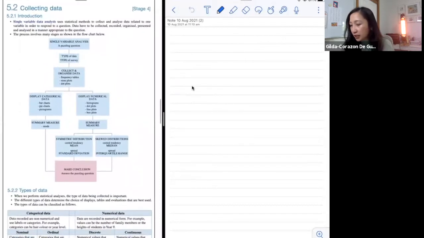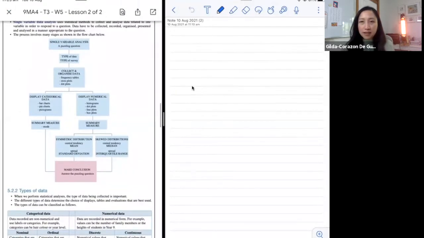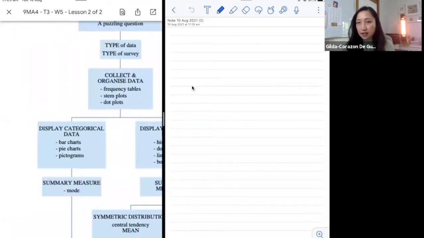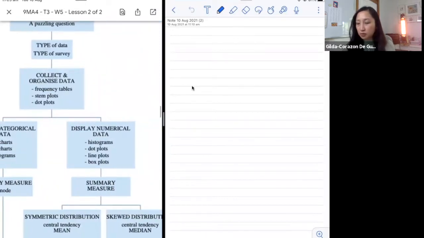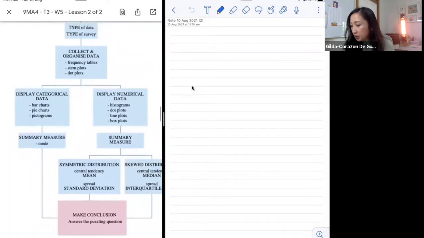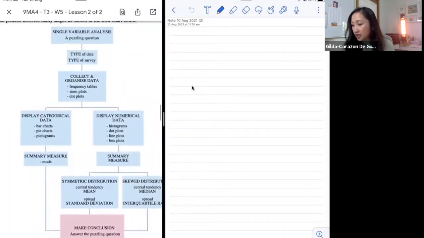The data that we collect, display and analyze would be of two types. We've got the categorical and also the numerical. Categorical is also sometimes called qualitative data, whilst numerical data would be the quantitative data. Okay, now there is how we analyze the data.